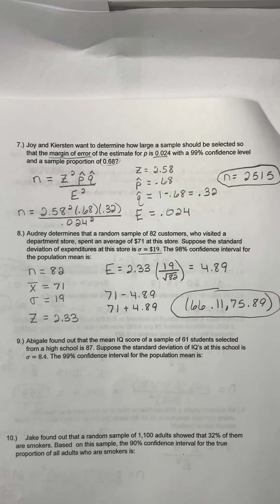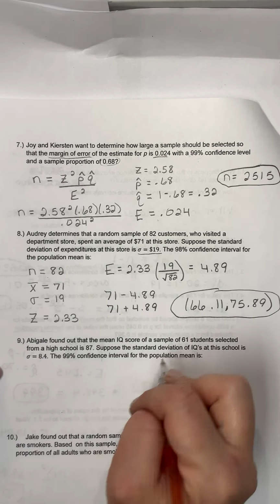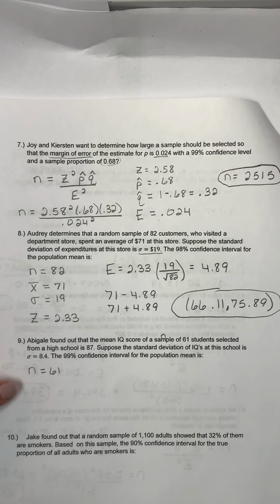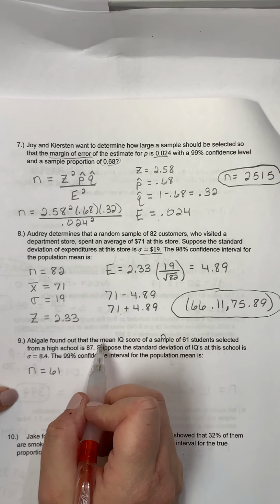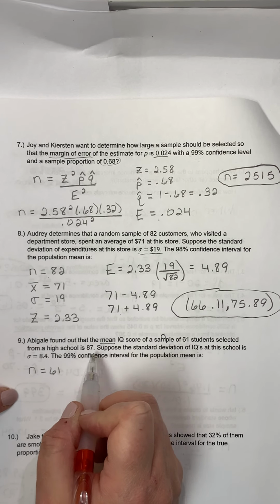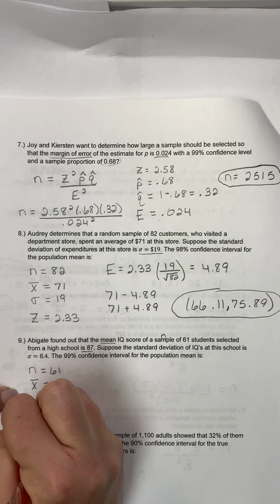All right, let's look at number 9. Abigail Whitlock found out that the mean IQ score for a sample of 61 students, okay, there's our N, selected from a high school is 87. You may need to go back and read that again. What she found is the mean is 87. That's X bar. Sometimes these things are hidden.